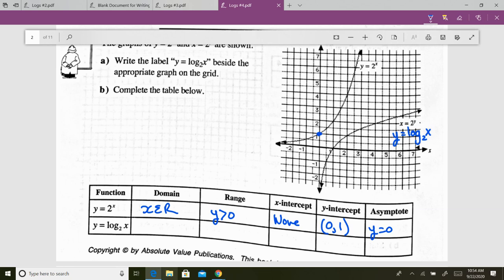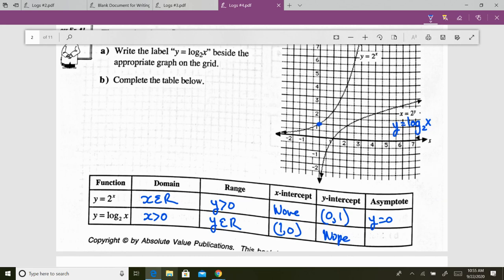They switch. So the range becomes the domain. So the domain is x is greater than 0, which makes sense because you can't log a negative number. The range becomes all real numbers. What's the x-intercept? (1, 0), because you switch the points, right? So it's (1, 0). Y-intercept, is there any? Nope.